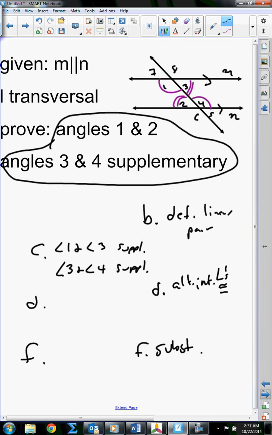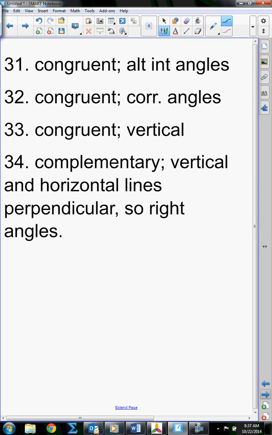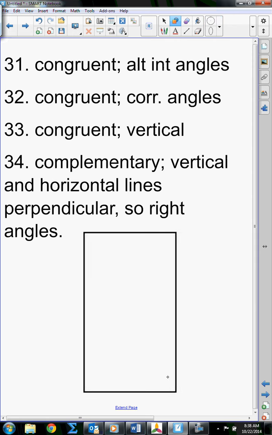Alright, let's look at the next one. Here are the answers to 31 through 34. And while you are checking those, I'm going to sketch it real fast so we can see what the question was about. You just check yours, don't bother what I'm doing.